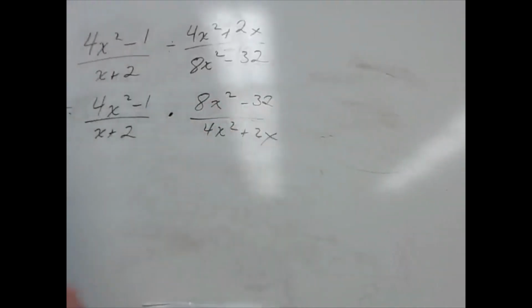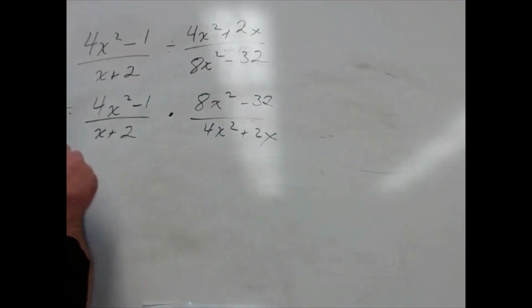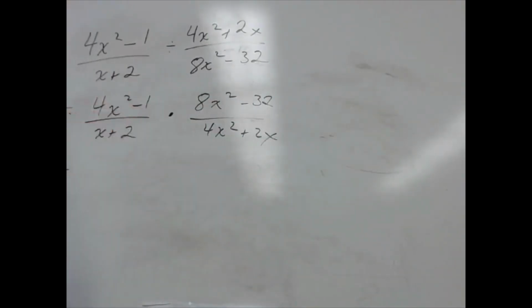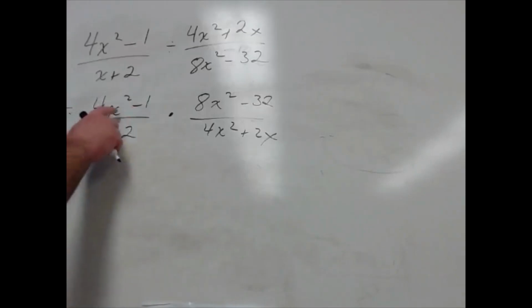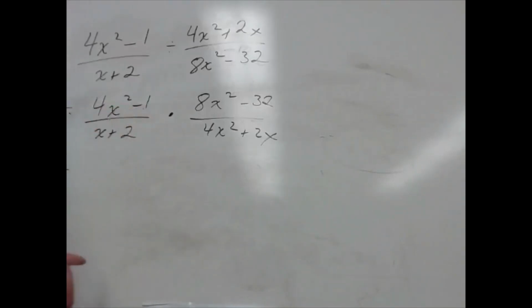And now I'm going to factor everything. So when I factor 4x squared minus 1, well, there's no common factor here, but what you hopefully should notice is that 4x squared is a perfect square, 1 is a perfect square, and they are being subtracted. So this is a difference of squares.